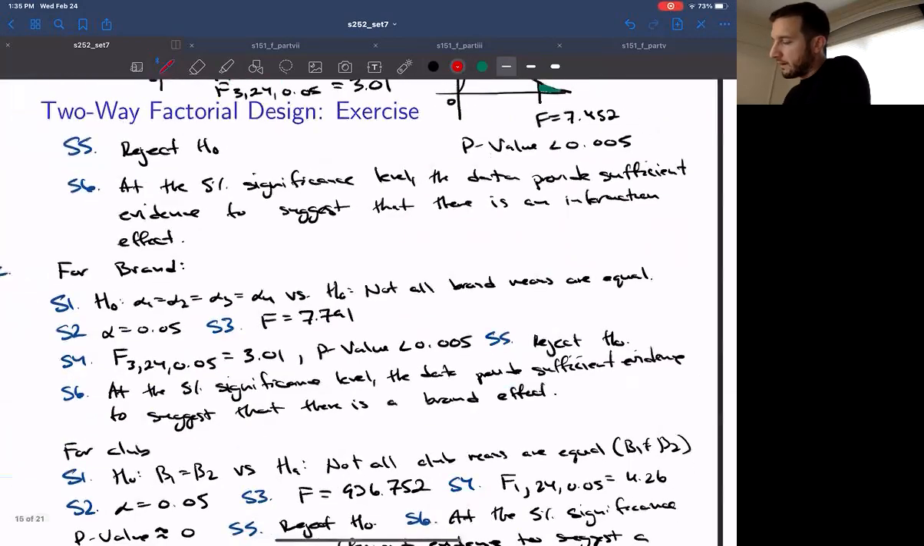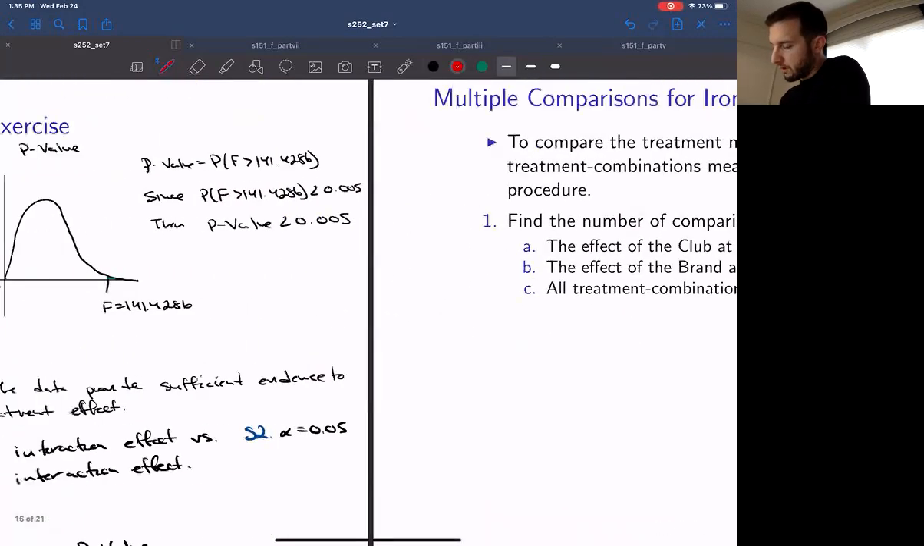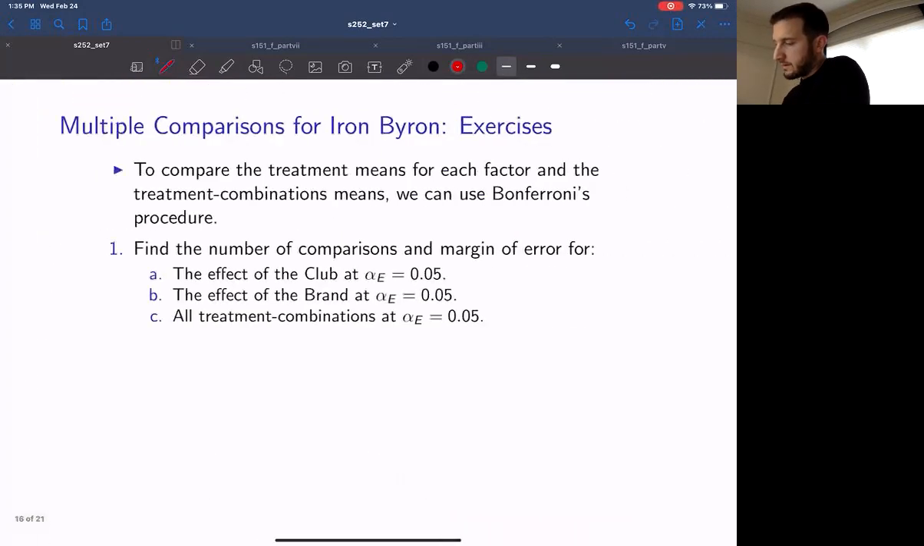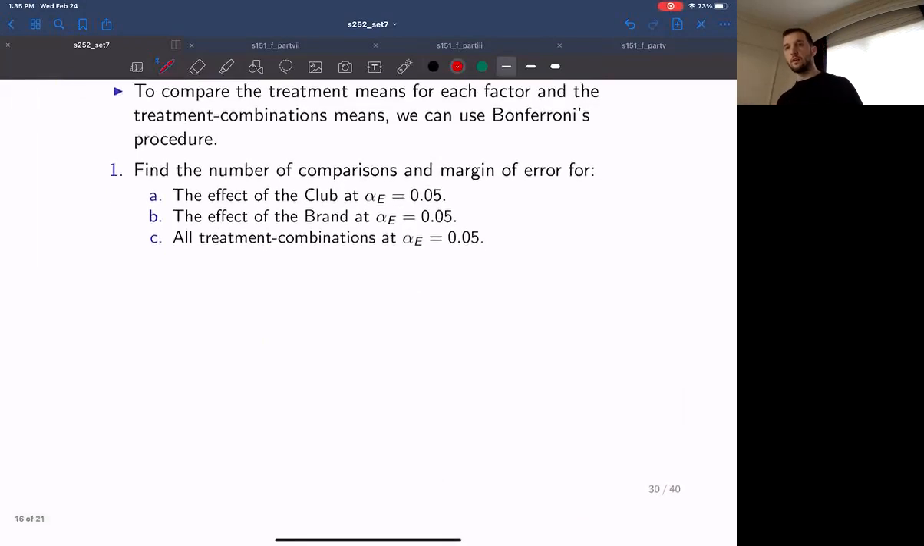So multiple comparisons for the two-way ANOVA are going to work in the exact same way that they worked in the case of a one-way ANOVA or a CRBD. We're going to start by declaring our overall experiment-wise error, which would be the same as the significance level utilized for the F-test. And then we are going to compute the margin of error for each comparison, which will change depending on which means we are comparing.